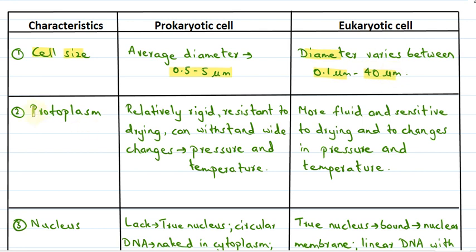Then we talked about the protoplasm. So in case of prokaryotic cell, protoplasm is relatively rigid, it is resistant to drying, and it can withstand wide changes in pressure and temperature, whereas eukaryotic cells have more fluid and sensitive protoplasm, that is, they are sensitive to drying and they are also sensitive to changes in pressure and temperature.